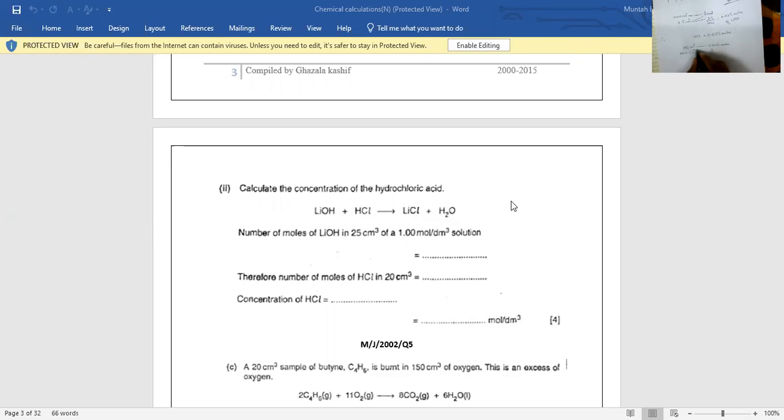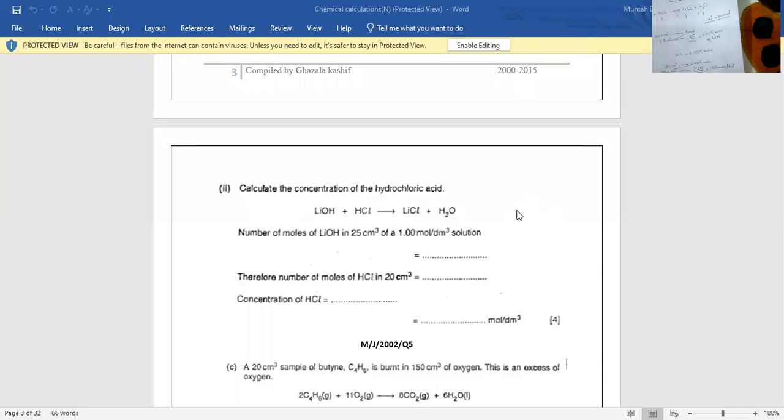So if I multiply 1000 by 0.025, I will get 25 divided by 20, which gives us how much? 25 divided by 20 is 1.25 moles per dm cube. That is the concentration of this acid, HCl, which we used to neutralize. Is everybody clear? Is there any question?